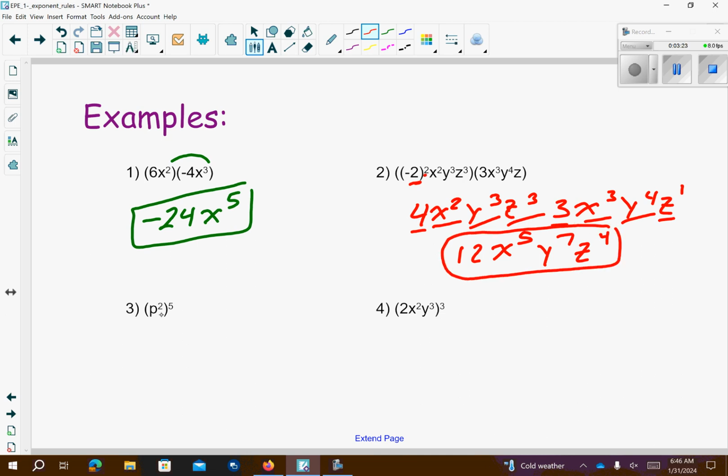Okay, power to a power here, multiply the exponents, so this becomes p to the 10th power. And then on this one, we have to realize I need to distribute this all in, so I get 2 to the 3rd, x to the 2nd, raised to the 3rd, y to the 3rd to the 3rd. So 2 times 2 times 2 is 2 to the 3rd. 2 times 2 is 4, times 2 is 8. X to the 2nd to the 3rd, multiply the exponents, that's x to the 6th. Y to the 3rd to the 3rd, multiply the exponents, y to the 9th.